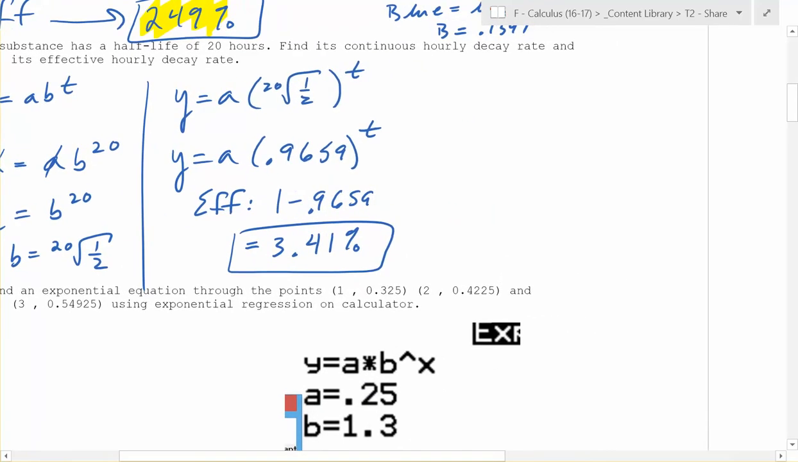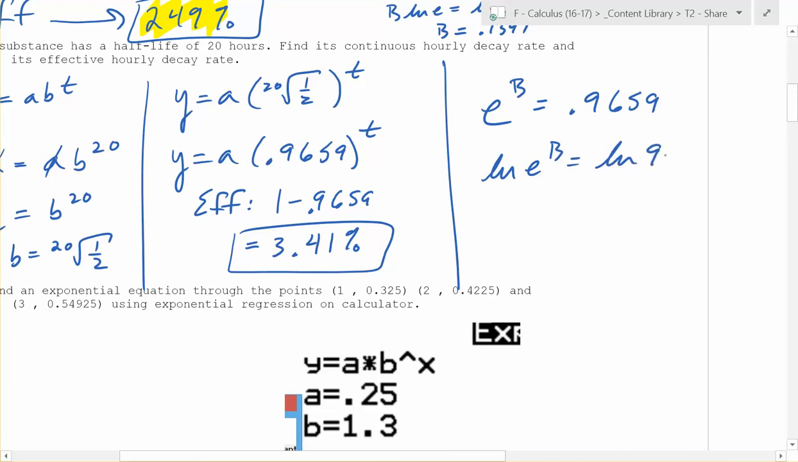But if you want the continuous, what do you have to solve for? e to some power is equal to what? 0.9659. What should I take on both sides for this one? ln of e to the b is equal to ln of 0.9659. So b is equal to ln of 0.9659. Can you do that for me? What is that?